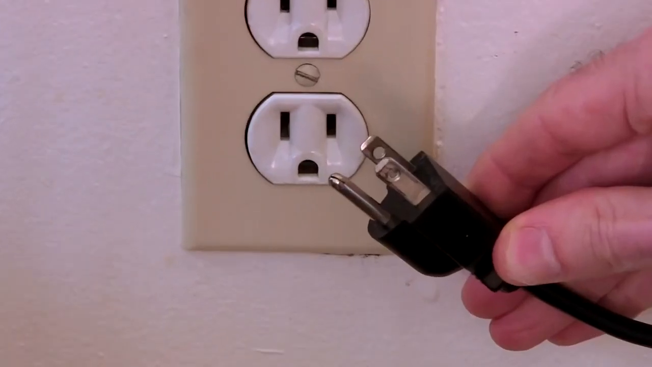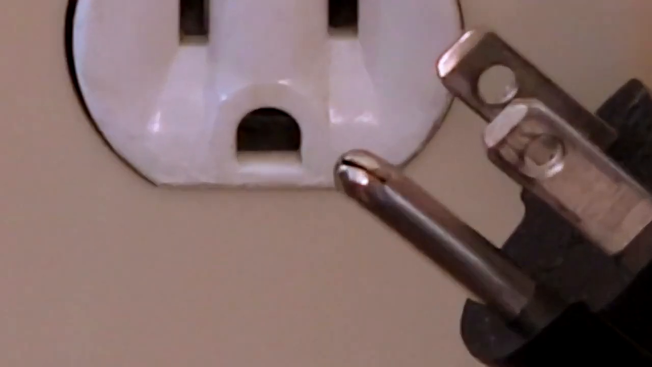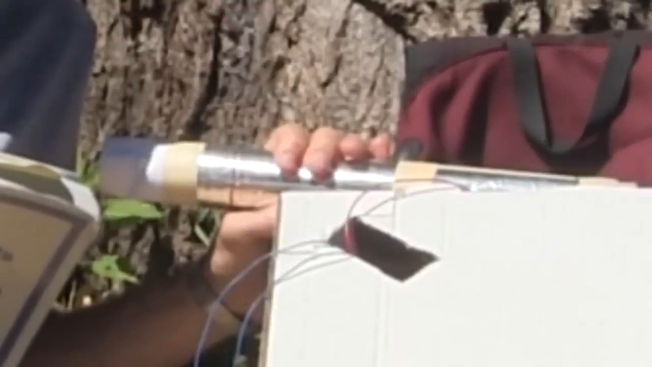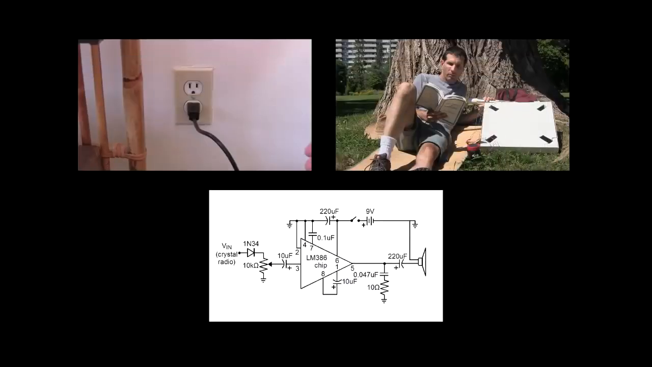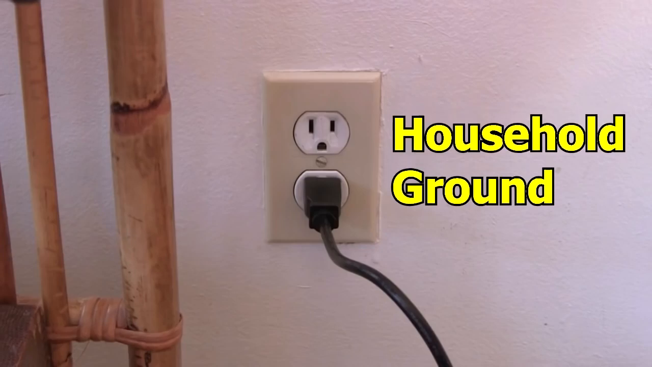Sometimes it's to do with household ground, this prong and hole in your plug. Sometimes it's about finding a good ground when making something. And sometimes it's ground in an electronic circuit. So I thought I'd talk about each of these. Let's start with household ground.